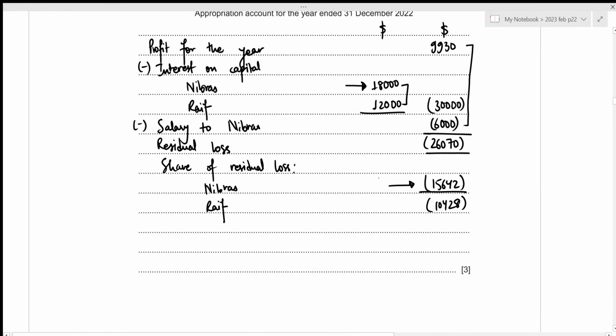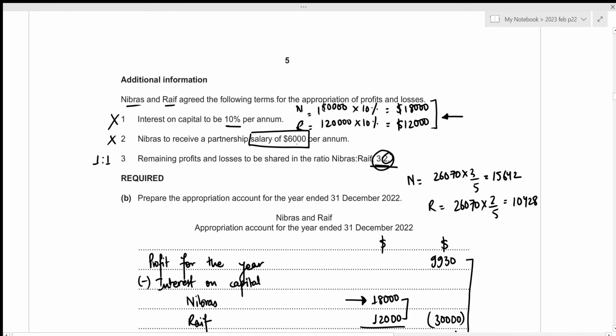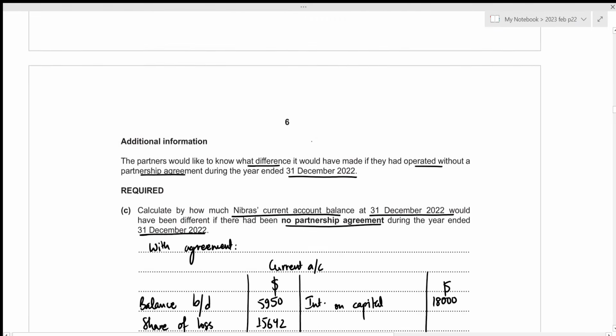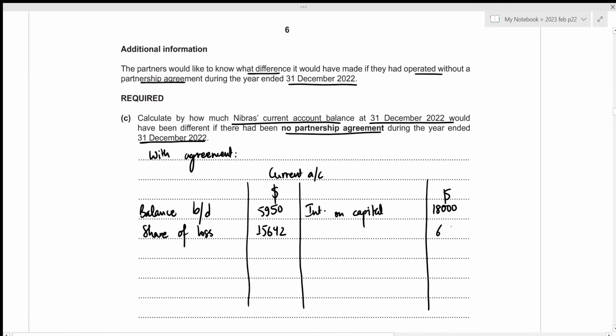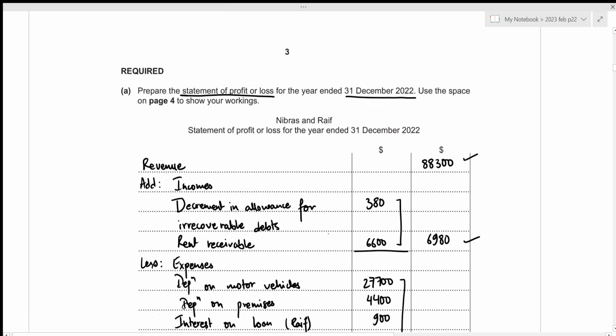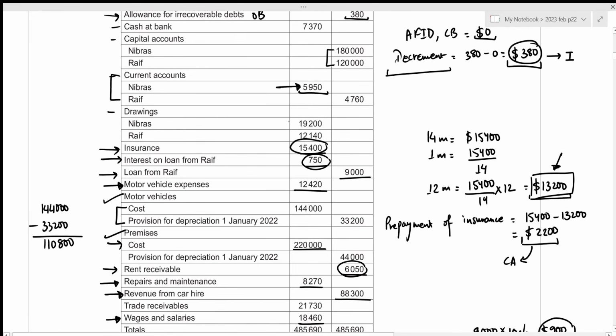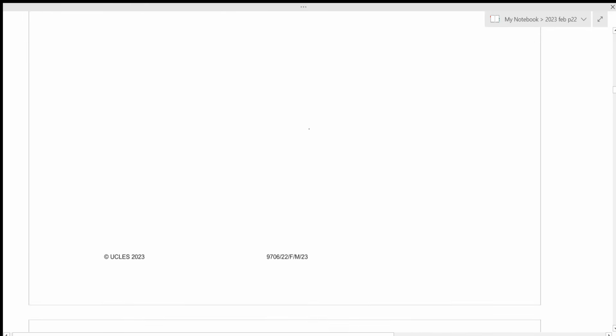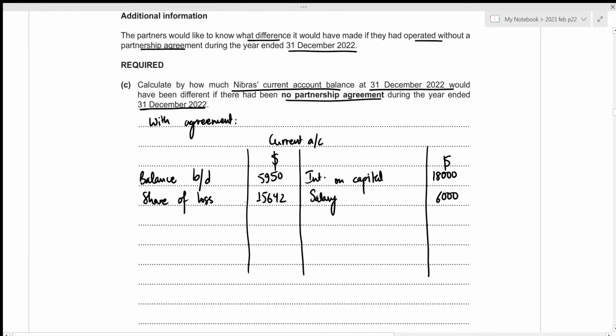And Nibras also received salary. And the salary was of 6,000. Again, this is something that acts as an income to Nibras, which should be recorded on the credit side. So that's 6,000 as our salary. We then also need to include any sort of interest on drawings as well as drawings. But in this case, we don't have any interest on drawings, but we do have drawings given above. And the drawings for Nibras was of 19,200. And in our current account, the drawings are always to be recorded on the debit side. So that's 19,200 as our drawing.